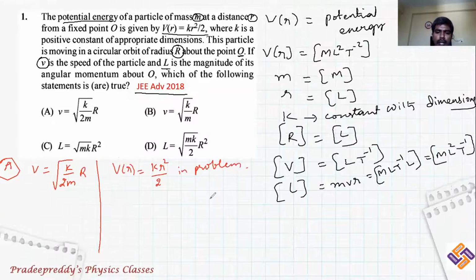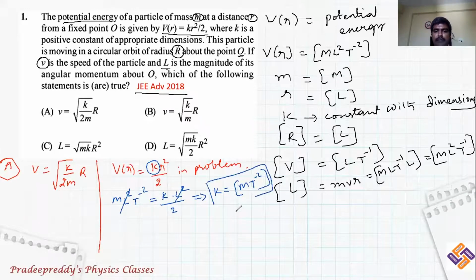Okay. Now I want to derive dimensions for K. I want to find out what are the dimensions of K. So what you will do? Simply you will substitute all the dimensions here. What is V of R? Potential energy. Its dimensions are m L square T power minus 2 is equal to K R. R is L square divided by 2. However, 2 does not have any dimensions. L square gets cancelled. What about K? K has dimensions m T power minus 2. This is the dimension of K.